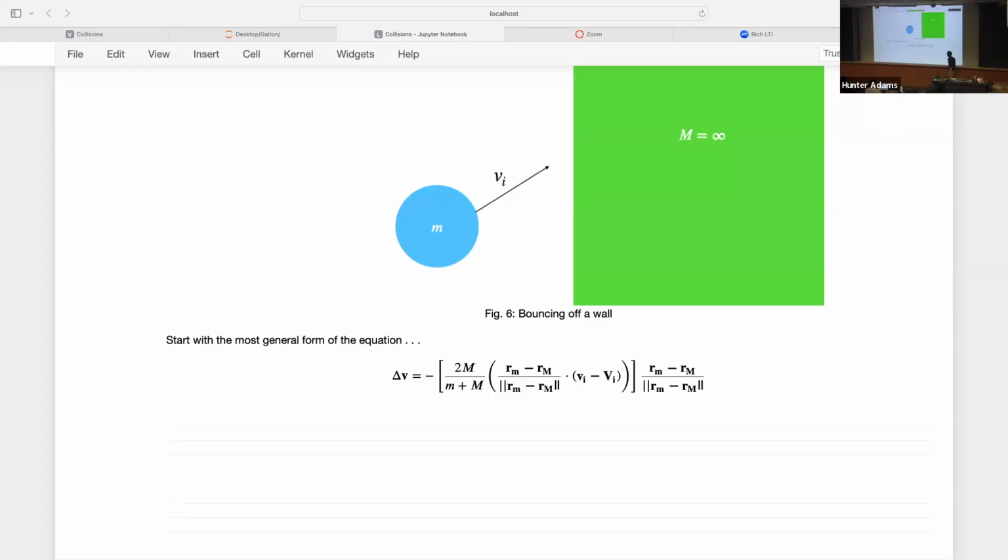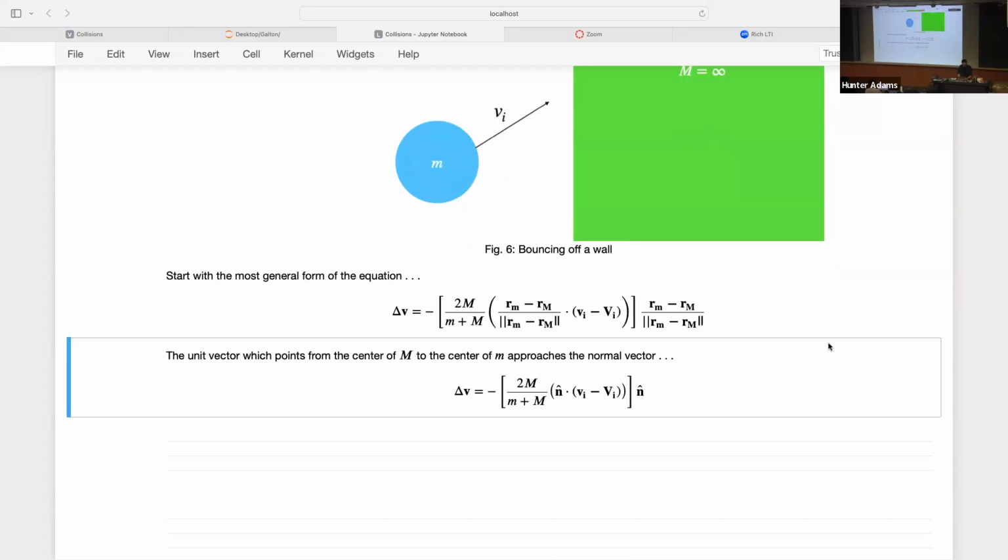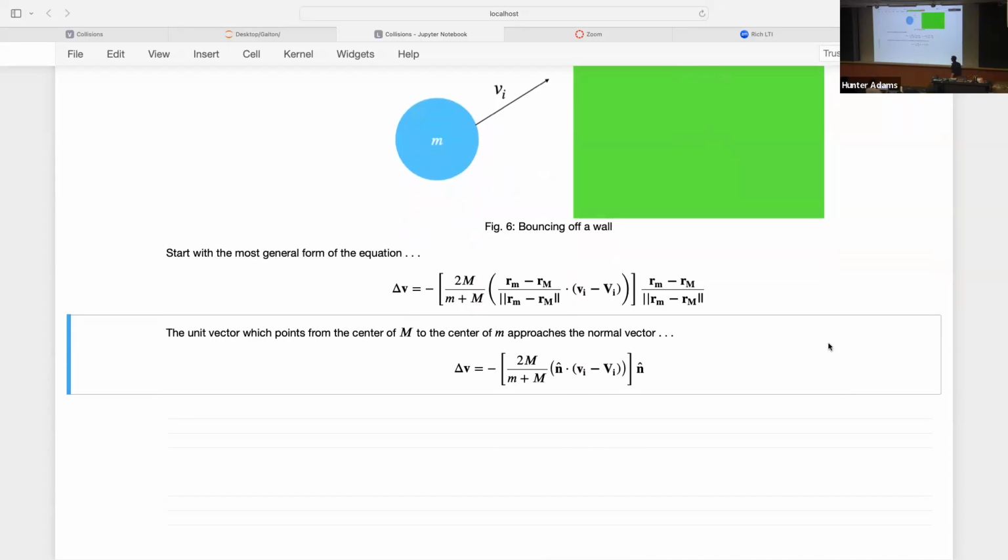So it's of infinite radius, and because it doesn't move, one way to mathematically state that is to say its mass is infinite. And so let's see what happens to this equation as we make those adjustments. Like I said, the unit vector that points from the center of big M to the center of little m reduces to the normal vector, because the center of big M is infinity that way. So that leads to a simpler looking equation.